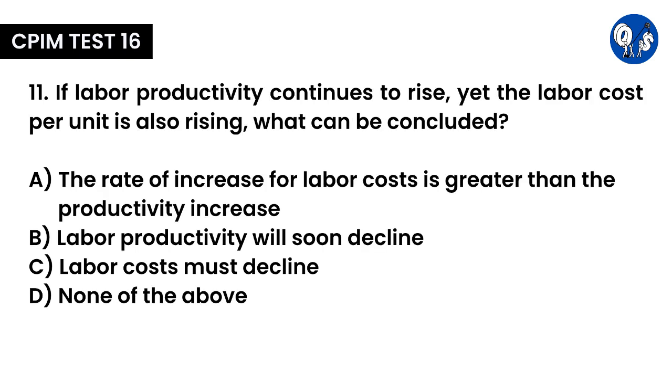Question number 11. If labor productivity continues to rise, yet the labor cost per unit is also rising, what can be concluded? A. The rate of increase for labor costs is greater than the productivity increase. B. Labor productivity will soon decline. C. Labor costs must decline. D. None of the above.